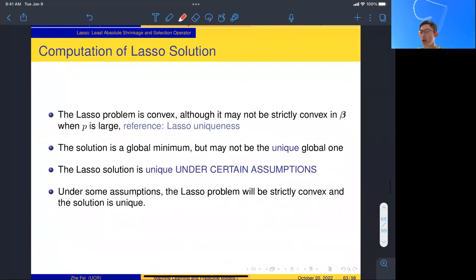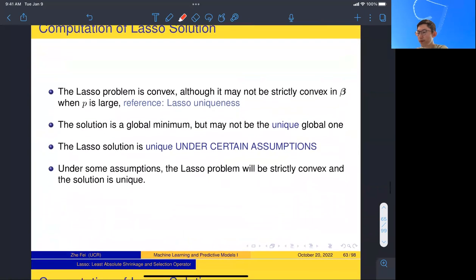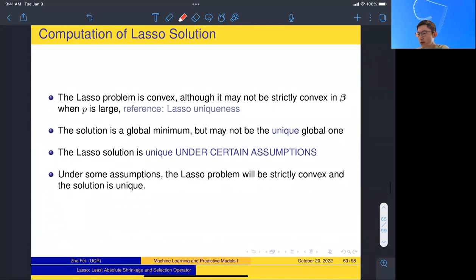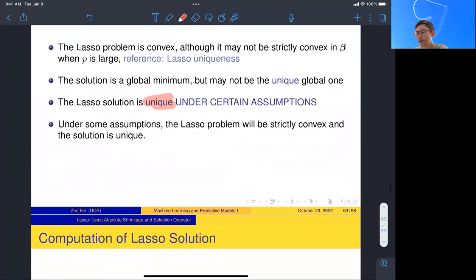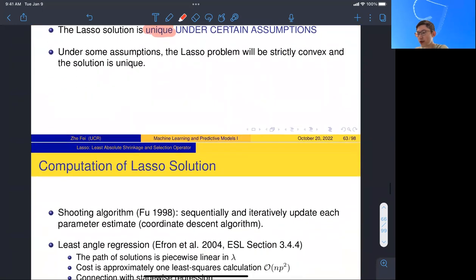And in terms of the computation, we could get a similar solution path as the ridge. The point here is that lasso does achieve a unique solution. Here unique means for each lambda: given lambda, lasso would have a unique solution under certain regularity assumptions. But we will not go into too much detail.